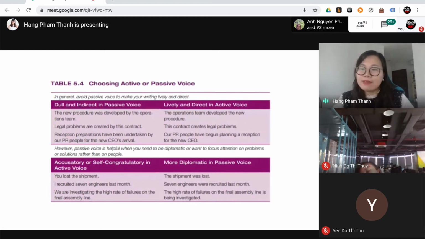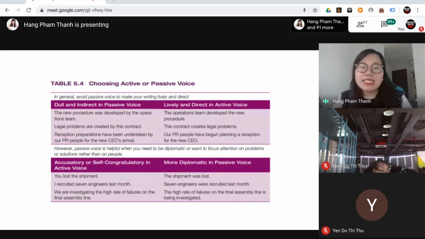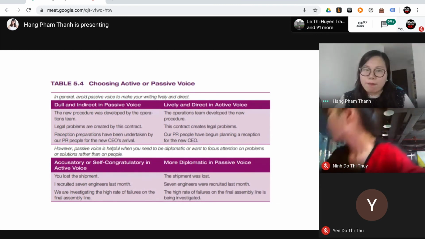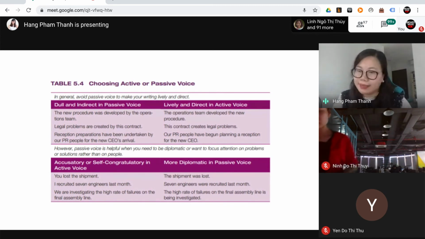Here they give some examples. "You lost the shipment." If you use the active voice like that, it's really blaming the person. But when you put it like "the shipment was lost," it focuses more on the problem, not the person. Or "we are investigating the high rate of failures on the final assembly line." It makes the problem much more serious. But if you put it in the passive voice, like "the high rate of failures is being investigated," it's focusing more on the action, not the person.